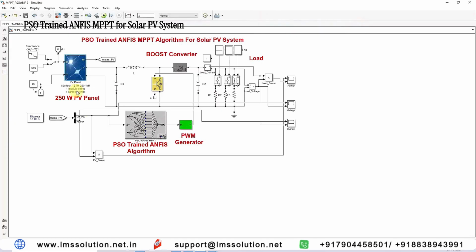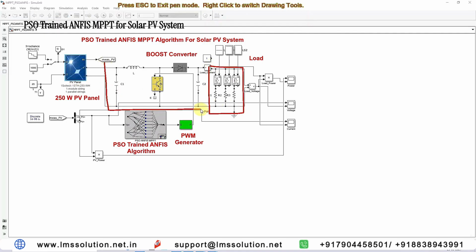This panel is connected to the load. Here we are using a resistive load. This load is connected to the solar panel by means of a boost converter. In between the load and the PV panel, we are using a boost converter. This boost converter is controlled by the PSO trained ANFIS MPPT. It provides the duty cycle for the IGBT to control the converter in order to extract the maximum power from the solar PV panel.